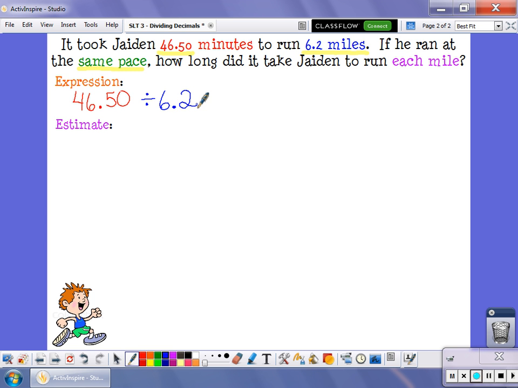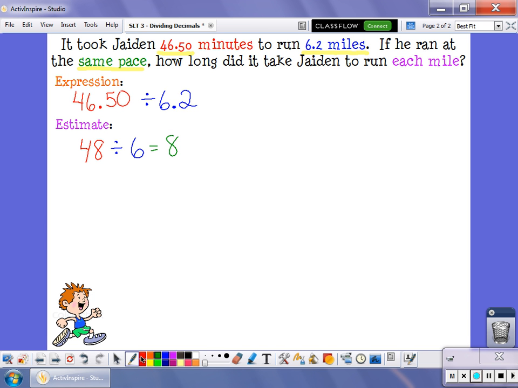Now, if I want to estimate my answer here, I want to look for compatible numbers. I want a number that's close to 46 that I'm going to be able to divide by 6, because I know this is going to round to 6. So I'm going to think, okay, 46 is really close to 48. If it took him 48 minutes to run 6 miles, then that means it would take him about 8 minutes per mile.